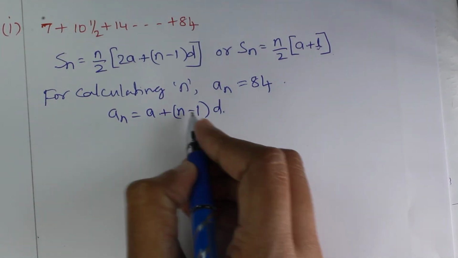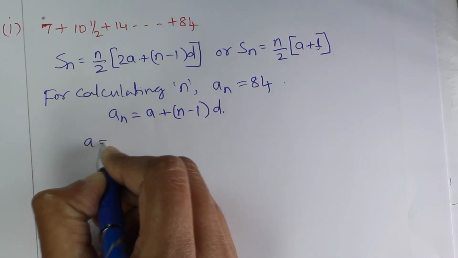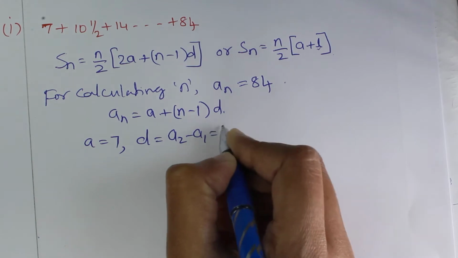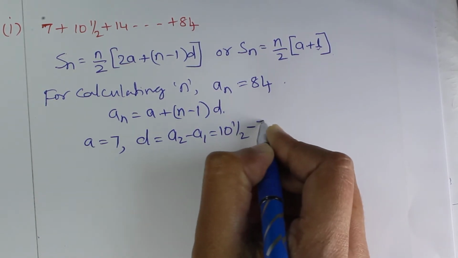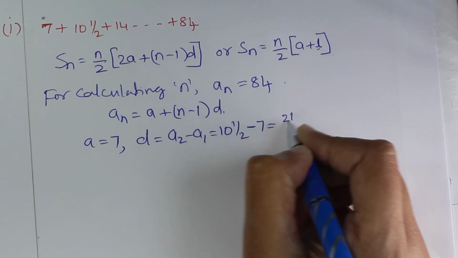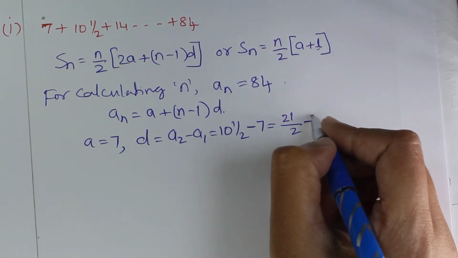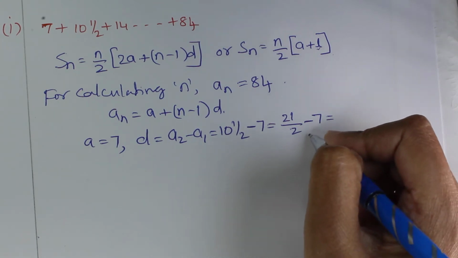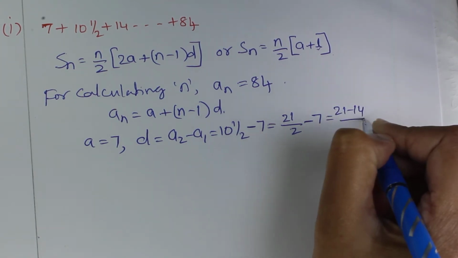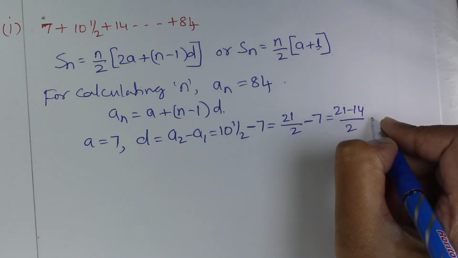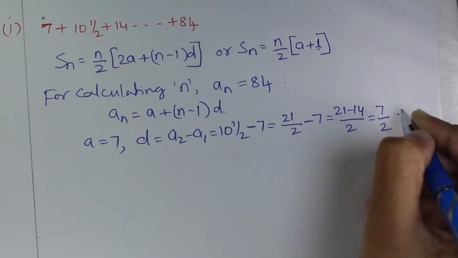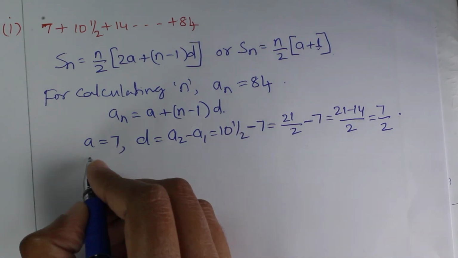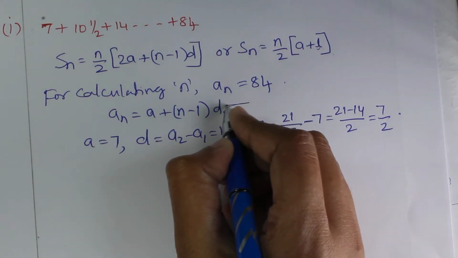So in the series, the a value is 7, and the d value is a2 minus a1, that is equal to 10 and a half minus 7, that is 21 by 2 minus 7, that is equal to 21 minus 14 by 2, that is equal to 7 by 2. So the common difference d is equal to 7 by 2, and the a value is 7. So I will substitute these values in this equation.